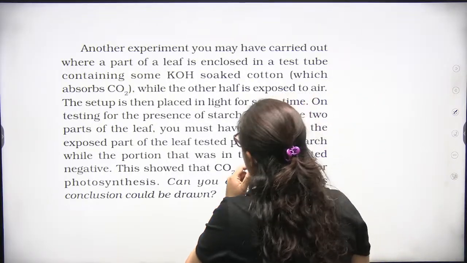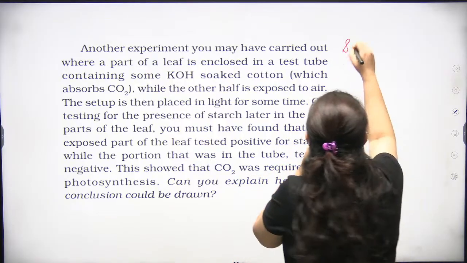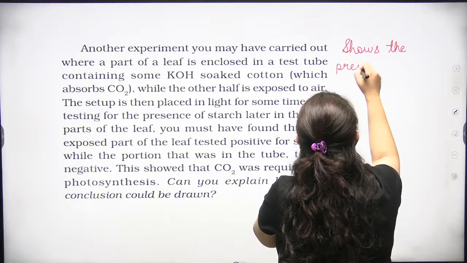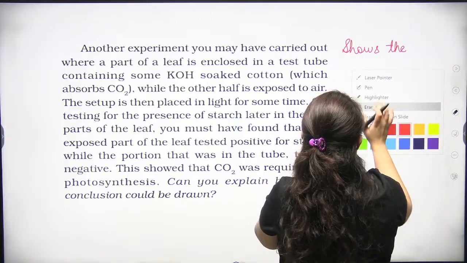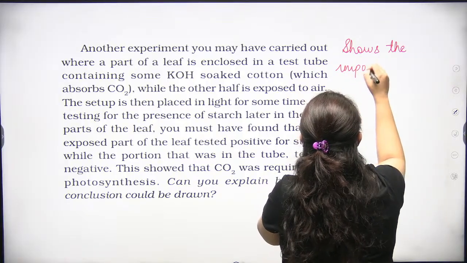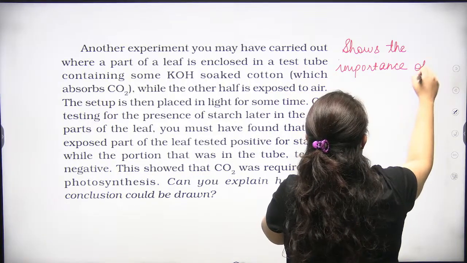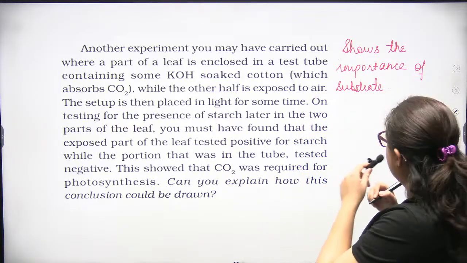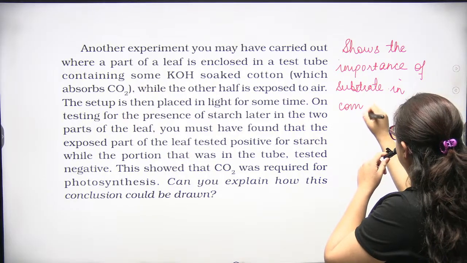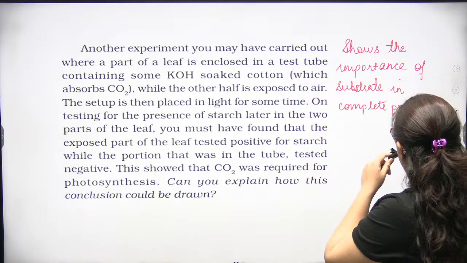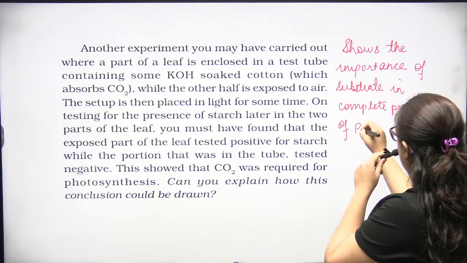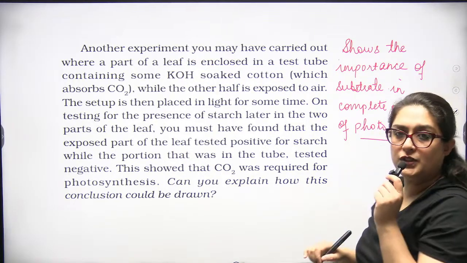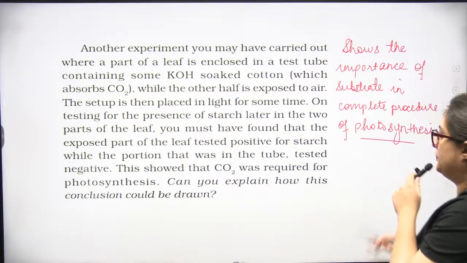Now, so many experiments are there which actually show the importance of substrate, the complete procedure of photosynthesis. Okay, now this is done.